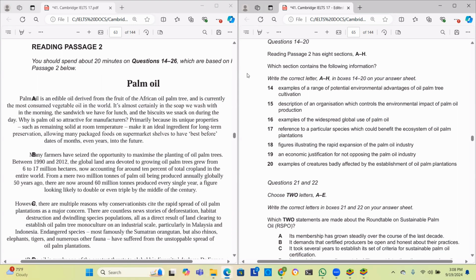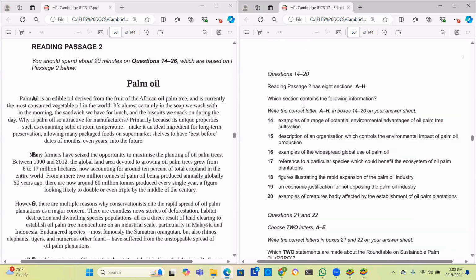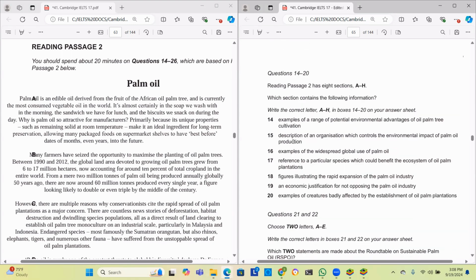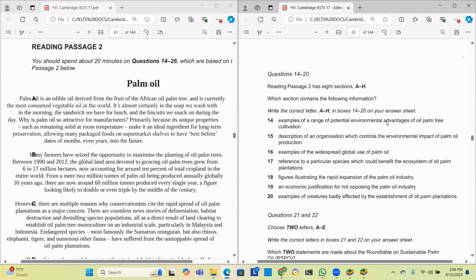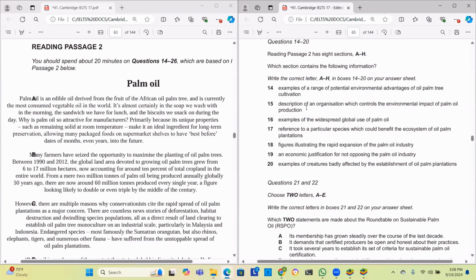If you can see here, on the left side we have the passage and on the right side we have the questions. This is the first set of questions, 14 to 20. These are find the information kind of questions. Which section contains the following information? You have to read the question and write the number or the alphabet of the paragraph next to the question. You have to find out where this information is.